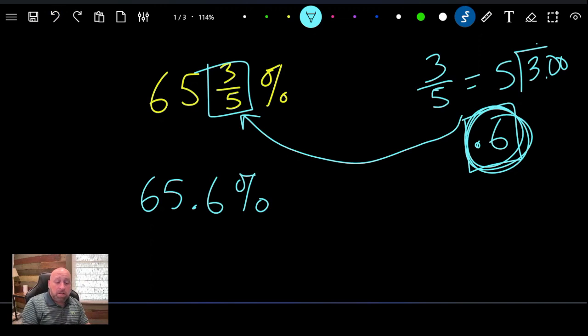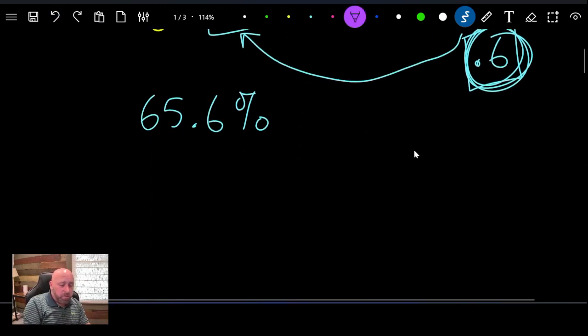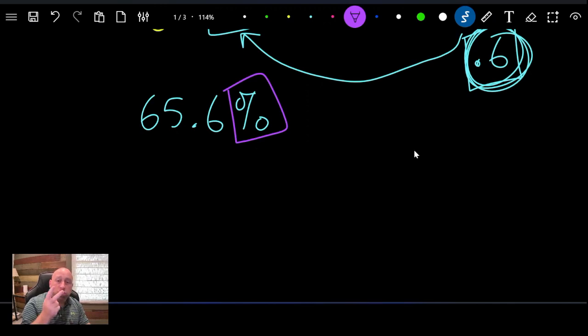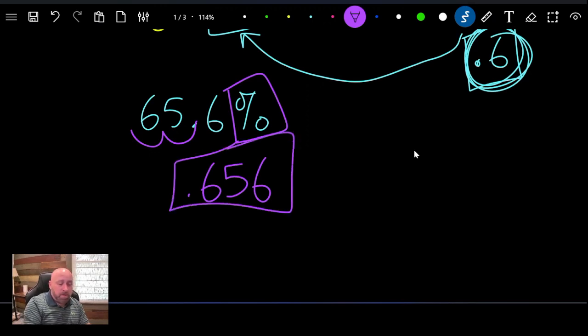Do you remember how to deal with the percent sign from last lesson? You should. So now we're just going to take percent means per 100. So we're going to take this and move it two places. Why? Because there's two zeros in the percent sign. So we're going to move it two places. 1, 2. 0.656. That's right. We're going to move it to the left.